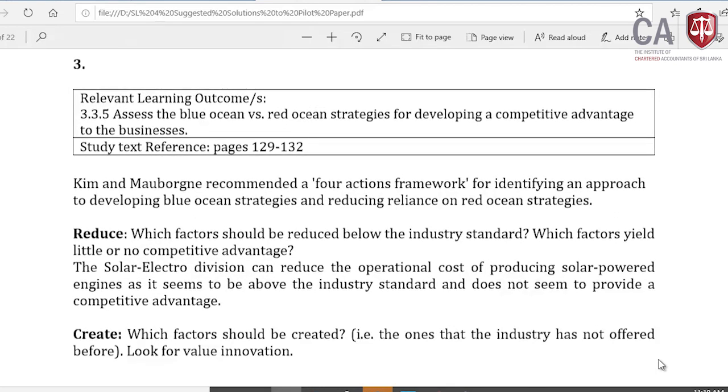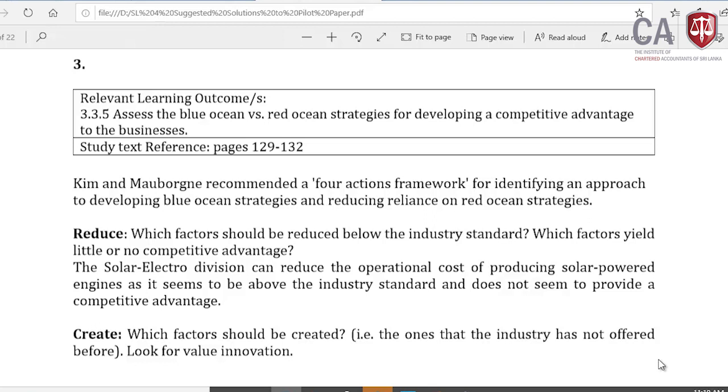Kim and Mauborgne recommend a four-action framework for identifying an approach to developing blue ocean strategies and reducing reliance on red ocean strategies. Reduce: which factors should be reduced below the industry standard? Which factors yield little or no competitive advantage? That is the theory part. Now he is talking about this: the Solar Electric Division can reduce the operational cost of producing solar powered engines as it seems to be above the industry standard and does not seem to provide a competitive advantage.